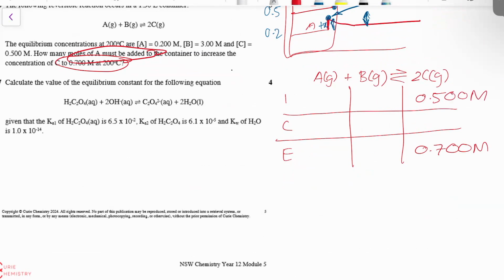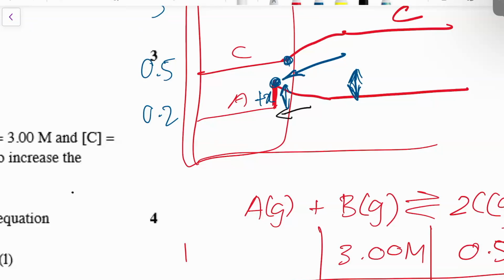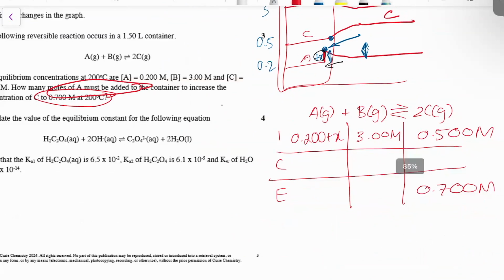And B also wasn't affected. So the initial for the new equilibrium is also going to be the end of the first equilibrium, which is 3. And then A is the one we don't know. The new initial for A is going to be the equilibrium plus this X that we're looking for. So that's the end of the first equilibrium plus whatever your immediate change is. So that's actually what we're looking for.